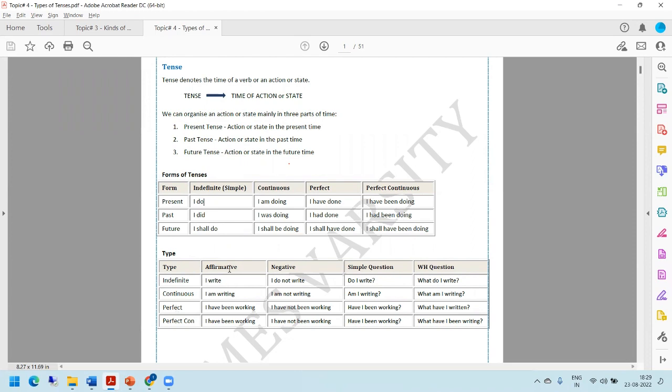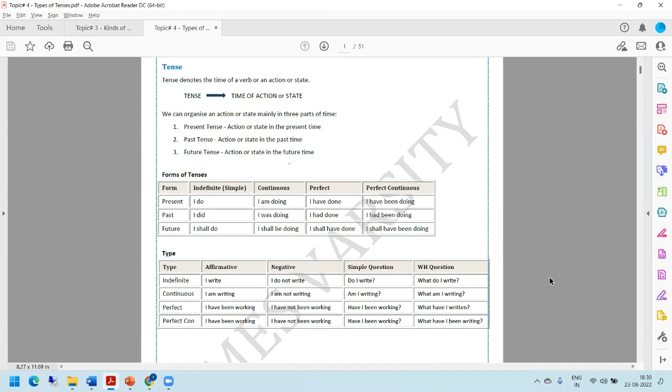Then perfect affirmative, I have been working. I have not been working. Simple question, have I been working? WH question, what have I written? Perfect continuous, I have been working. Negative, I have not been working. Simple question, have I been working? And WH question, what have I been working?